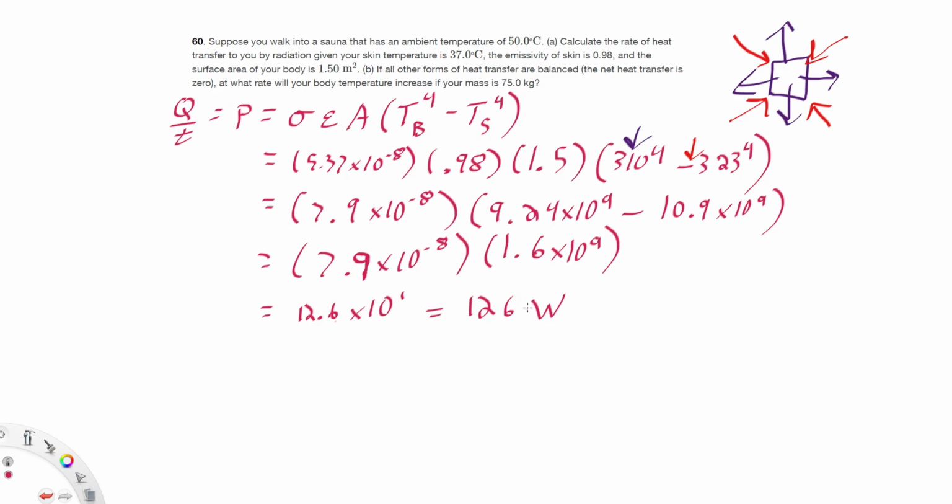All right. So you're getting a net 126 watts of energy on the surface area of your body. What kind of issues, Jess? Why watts, not joules? Because it's heat per time. So energy over time is a power. Units of power are watts.